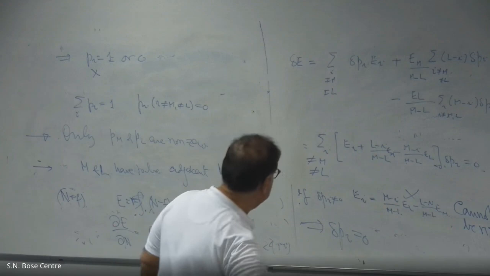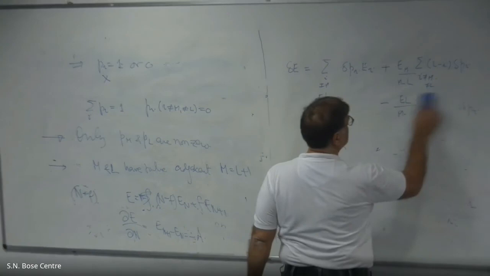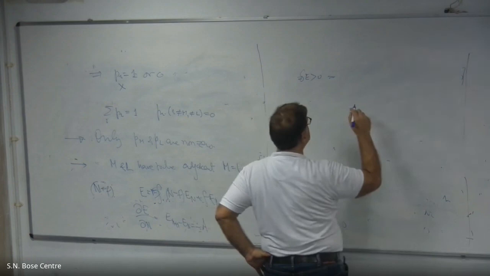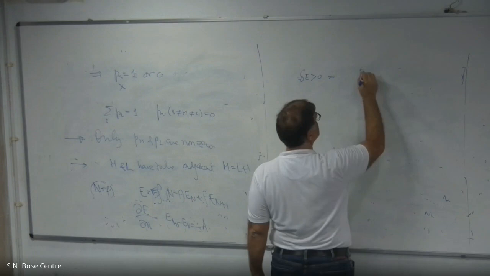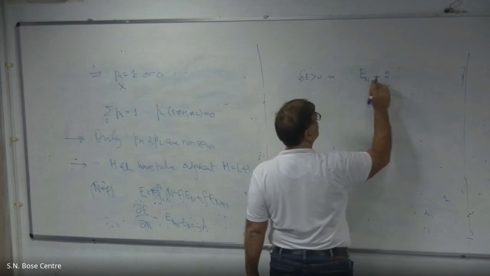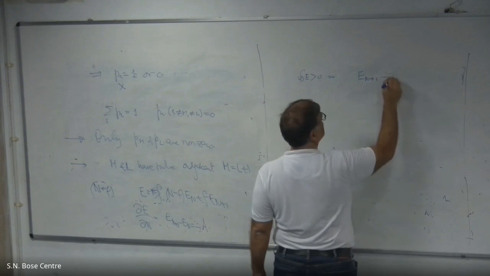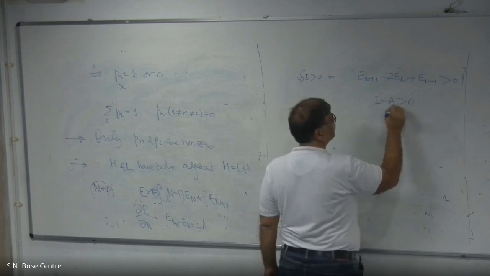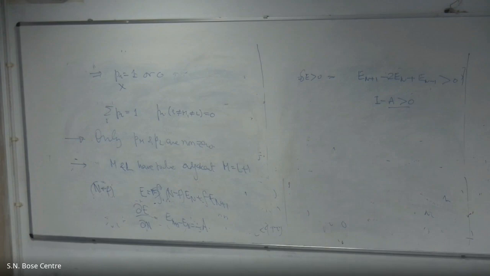So E versus n would look like this. Then you also want arbitrary variations delta E to be greater than 0, and this basically tells you this comes out to be 0, because E satisfies something very nice. E satisfies this relationship: E(n+1) minus 2E(n) plus E(n-1) is always greater than 0. This basically is telling you that it is a minimum for interacting systems. So this is really a minimum.